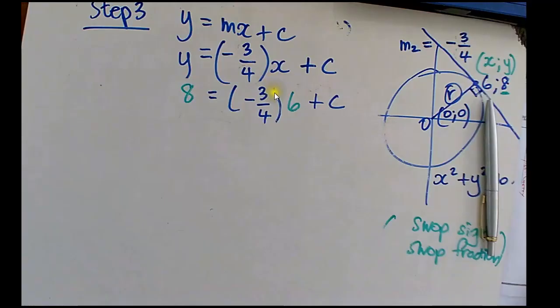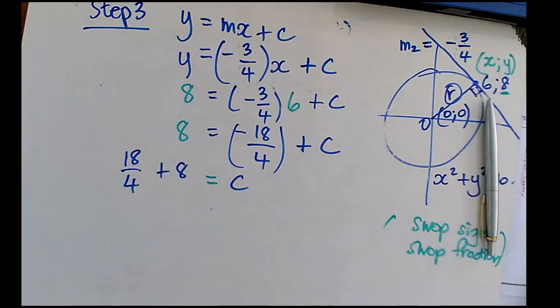Doing some maths, multiplying on our calculator, minus 3 over 4 times 6, we will get minus 18 over 4 plus c. Taking minus 18 over 4 to the left hand side, we add those two numbers up on our calculator, we get 50 over 4 is equal to c.